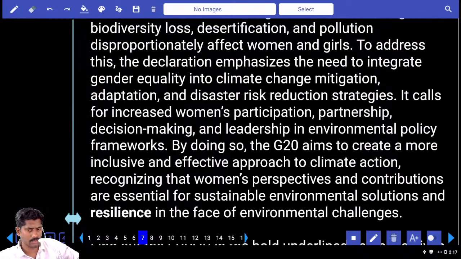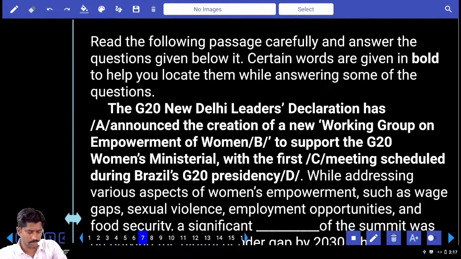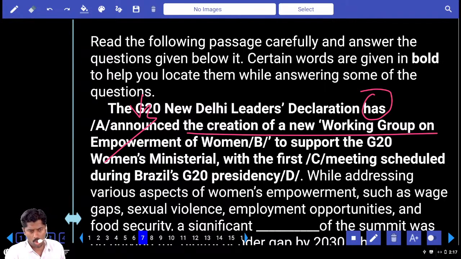Error. Where is the error in the bold sentence? The G20 New Delhi Leaders Declaration has announced what? The creation of a new working group on empowerment of women, to support the G20 Women's Ministerial with the first meeting scheduled during Brazil's G20 presidency. Answer?